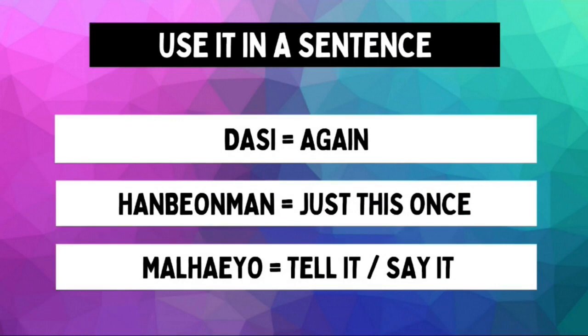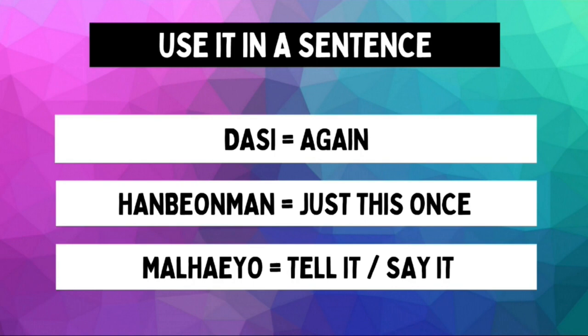To understand this sentence, we can divide it into three parts. The first part is 다시, which is our word for today, and we already know that it means again. The second part of the sentence is 한 번만. This is the previous word discussed on this channel. And if we remember it, it means just this once. So this is used to say just this once.